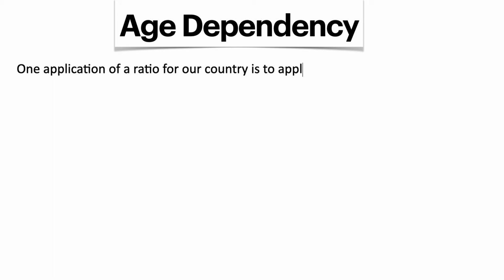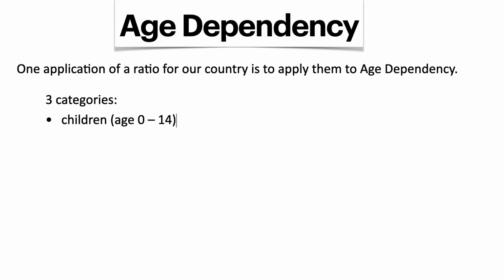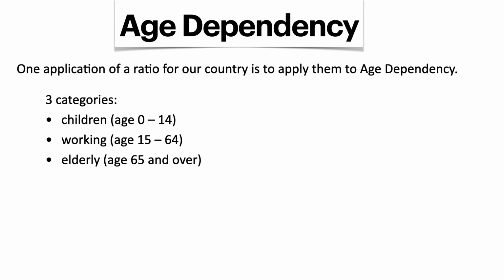Okay. Next type of ratio I want to look at is age dependency. Okay. One application of a ratio for our country is to apply them to an age dependency. 3 categories: children, working age, and elderly. Well, we know in real life that this isn't always quite right, but this is how it is defined in statistics. So the working age from 15 to 64 could be considered a little outdated.